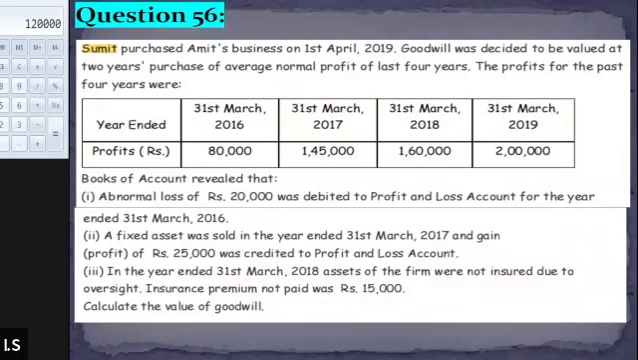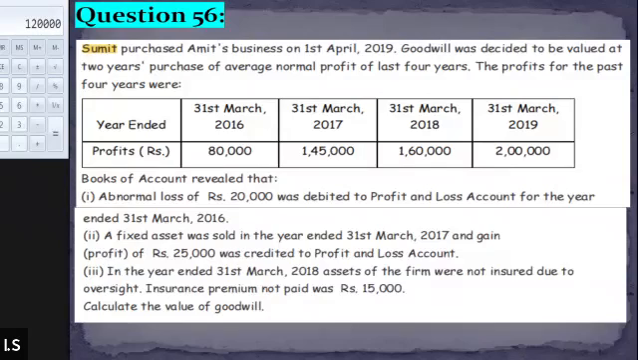A fixed asset was sold in the market at a gain of rupees 25,000 and was credited to profit and loss account. Any gain arising on sale of a fixed asset is not considered a normal profit. It is an abnormal gain, so we need to subtract it. Third item: in the year ended 31st of March 2018, assets of the firm were not insured. Due to oversight, insurance premium not paid was 15,000. Now remember this, insurance premium is a regular expense.